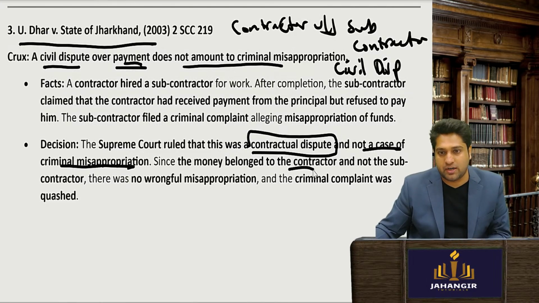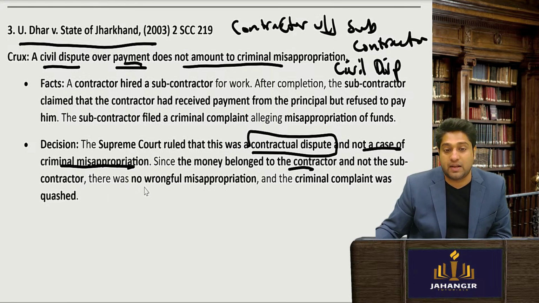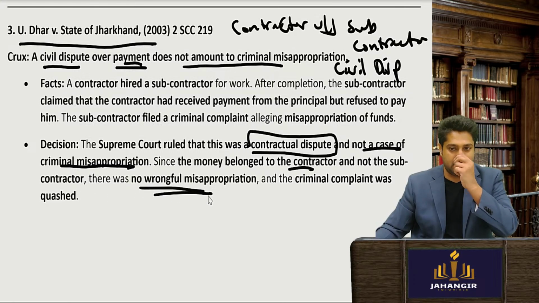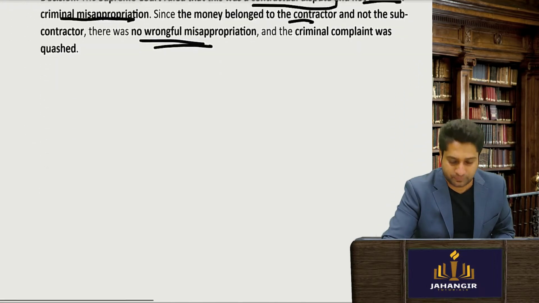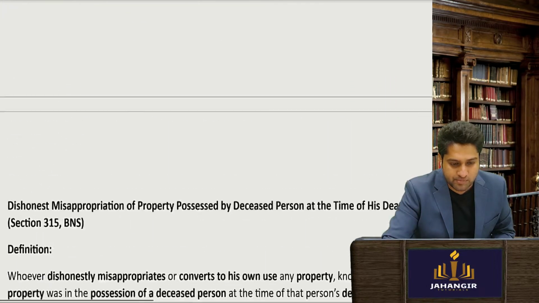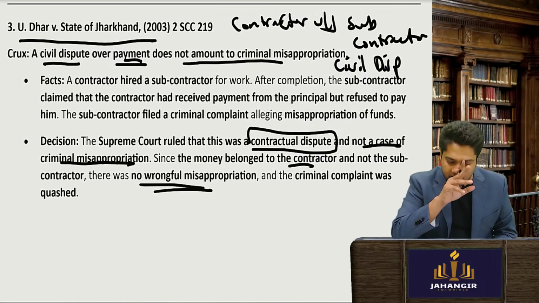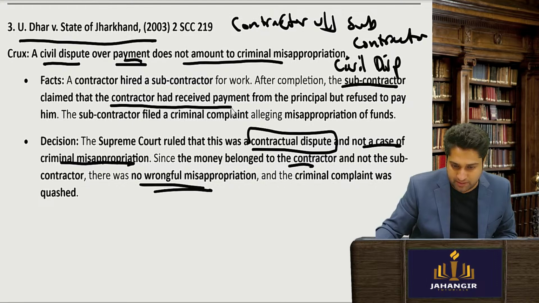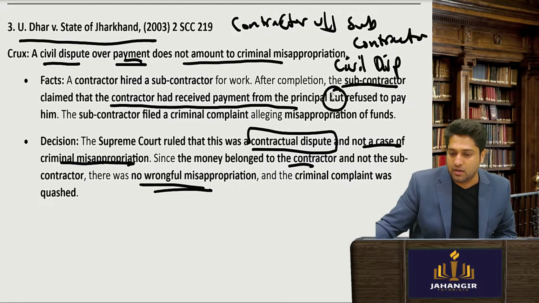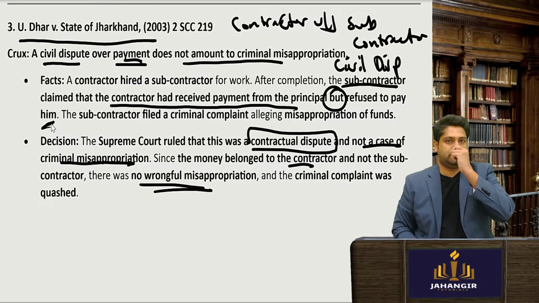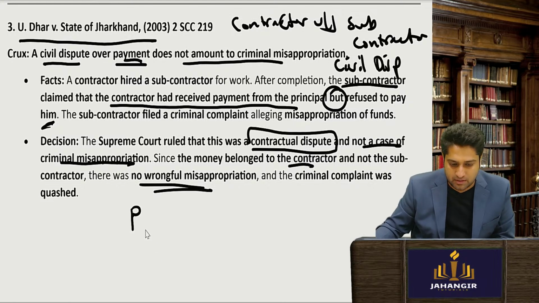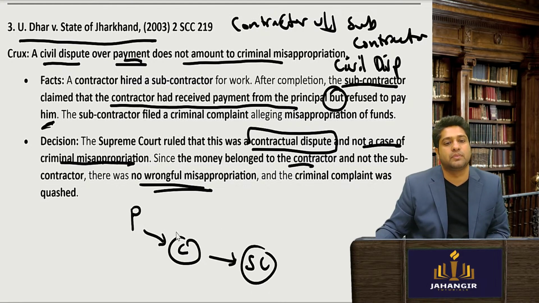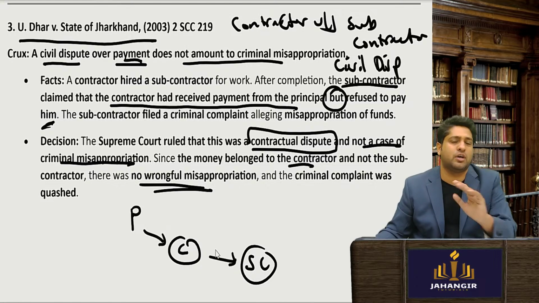Money belonged to the contractor, not the subcontractor. There was no wrongful misappropriation and the criminal complaint was squashed. Here what happened in the facts, a contractor hired a subcontractor. After completion, the subcontractor claimed that the contractor received payments from the principal but refused to pay to him. So there was a principal, then there was a contractor, and then there was a subcontractor. So he said that he got the money but he has not paid me. So that is a civil dispute, not a criminal dispute.